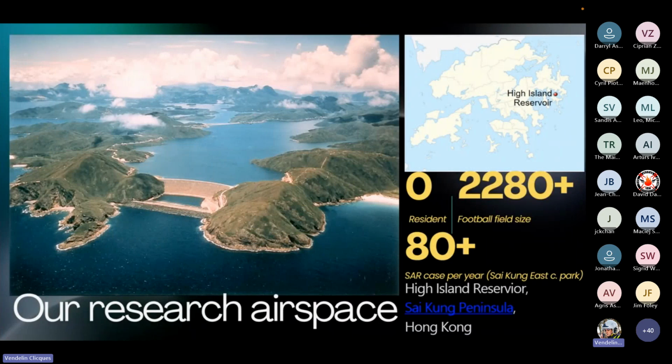This is our research space. This is High Island Reservoir, which is in the east part of Hong Kong. And the best thing is there are 0 residents. And there are around 80 search and rescue cases per year in this country park. So the caseload is not too much, and the area has no residents, so we can fly wherever we want. So it's a very safe and nice space.